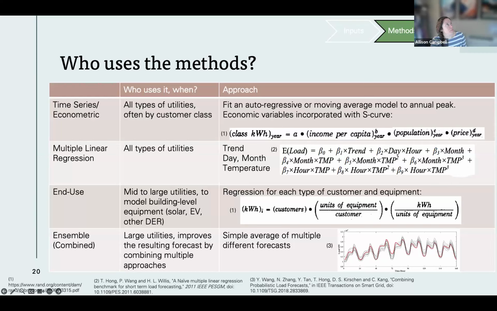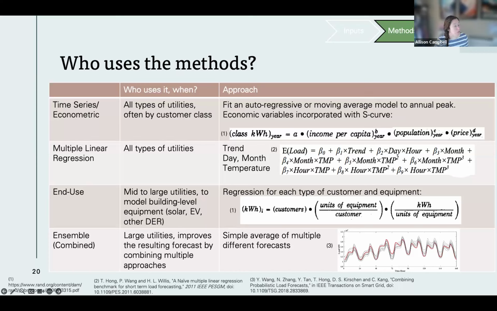But what might be more helpful to think about is under what conditions do we use these approaches? So when we think about a time series or econometric methodology, when would we be thinking about that? That would be in use by all types of utilities, but it's often used by customer class to look at specific adoption. So in there, we would be fitting an autoregressive or moving average model to an annual peak. The economic variables will be incorporated with an S-curve.